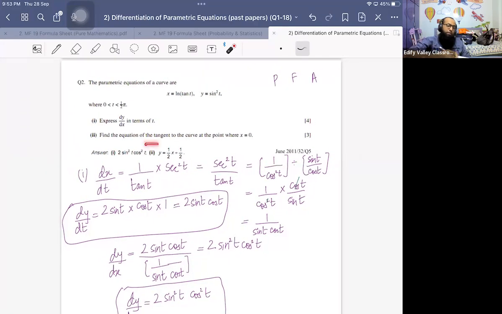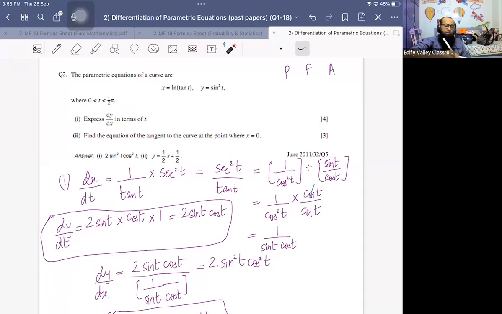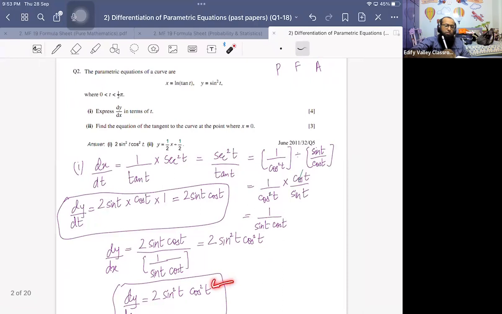So the gradient function was to be found in terms of t, that we have done. Now, we have to find the equation of the tangent to the curve at the point where x is 0. Now look, we have not been given the value of the parameter t over here. Had we been given the value of the parameter, we would have substituted it directly in the gradient function to find the gradient of the tangent to the curve. But we have been given the value of x, so we are not given the value of t. But the gradient function is dependent upon the value of t.